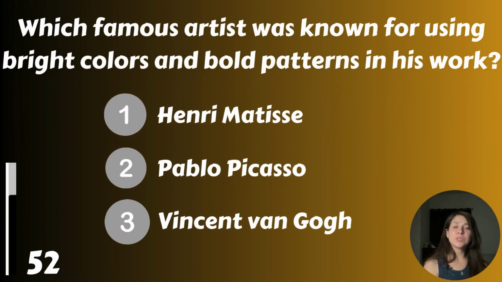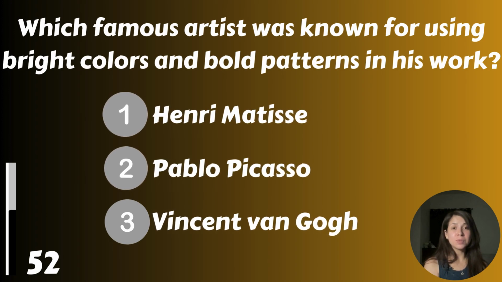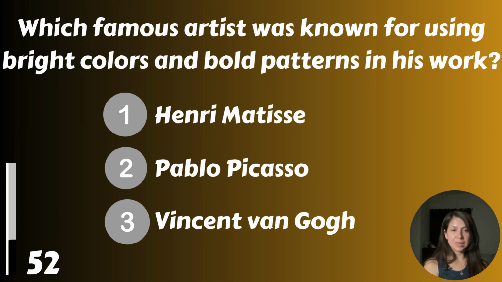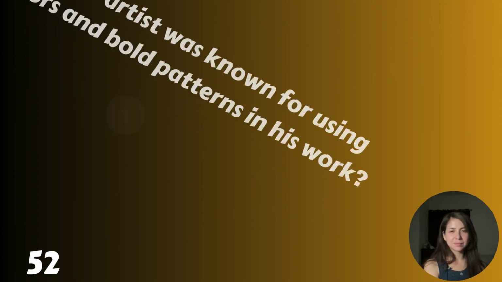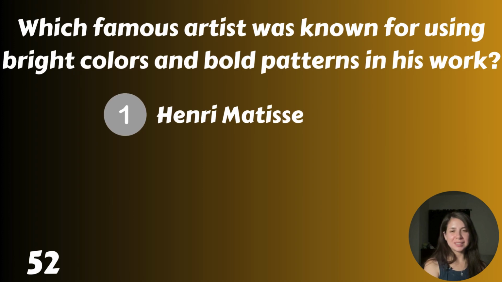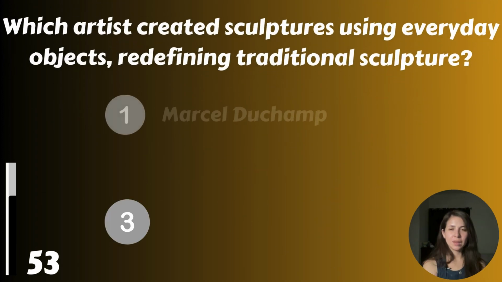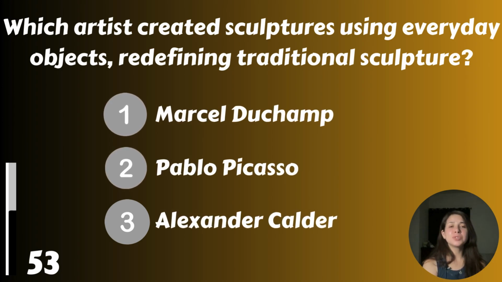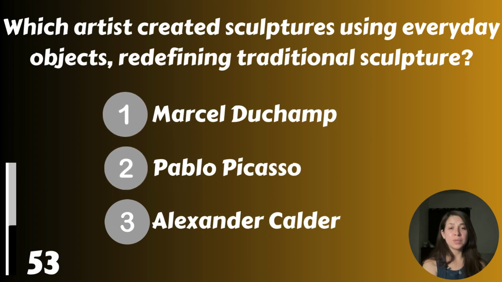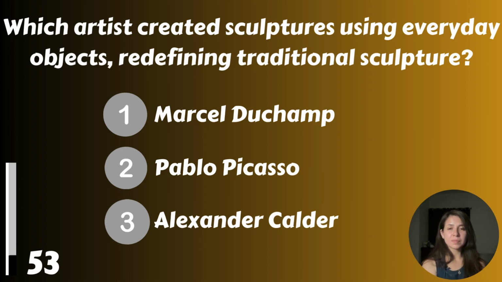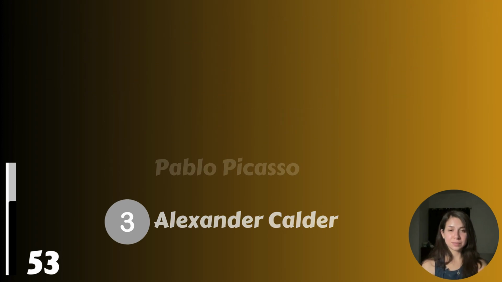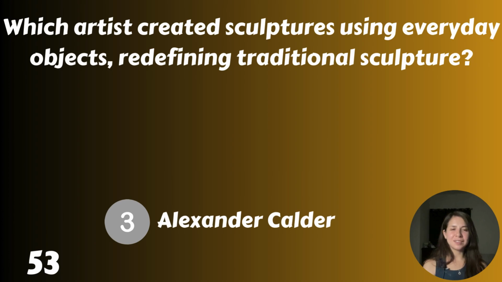Which famous artist was known for using bright colors and bold patterns in his work? Henri Matisse, Pablo Picasso, or Vincent van Gogh? Henri Matisse. Which artist created sculptures using everyday objects, redefining traditional sculpture? Marcel Duchamp, Pablo Picasso, or Alexander Calder? Alexander Calder.